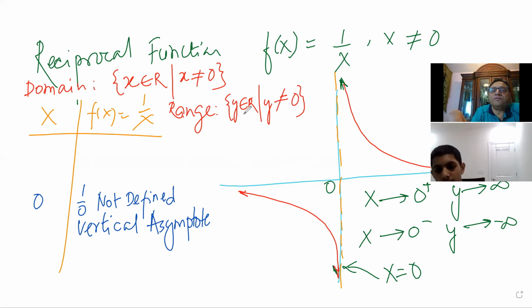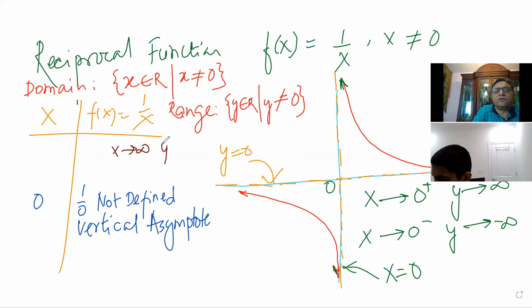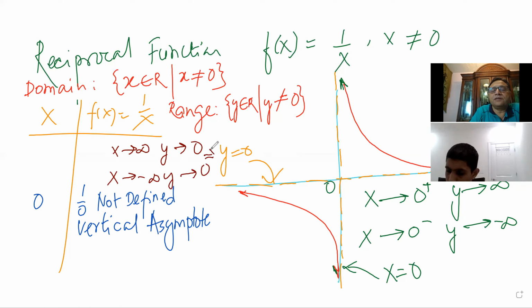So this value is called the horizontal asymptote. And its definition is when x approaches an infinitely large value, y approaches a finite value, which in this case is zero. Even when x approaches negative infinity, y approaches zero. And this implies that y equals zero is a horizontal asymptote. So we have a horizontal asymptote right here. Is that okay?